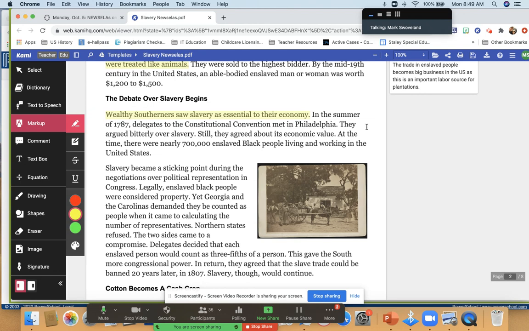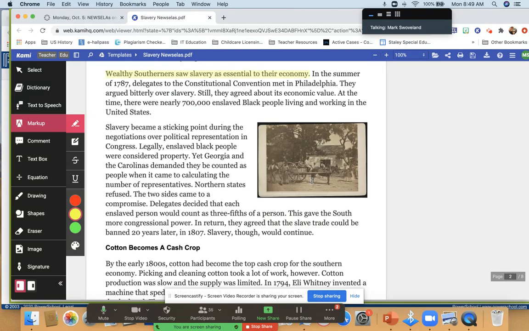It's also important to note that there's not a ton of slaveholders. We tend to see the vast majority of slaves concentrated amongst some very wealthy plantation owners in this Mississippi River Valley, okay?